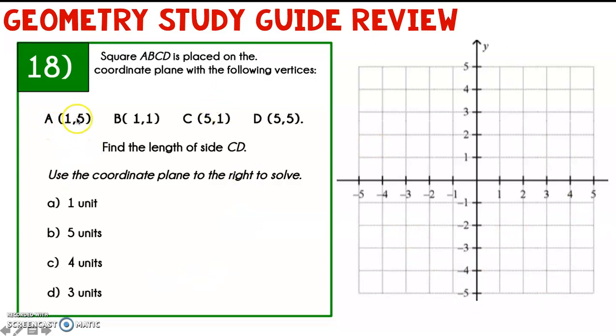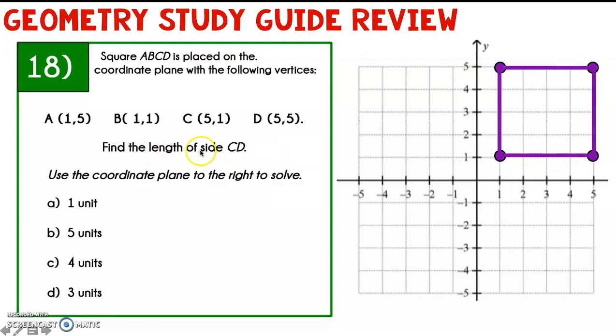If we graph A, (1, 5), we're going to start at the origin. We're going to go right 1 and up 5. B is (1, 1). So we're going to go right 1 and up 1. C is (5, 1). We're going to start at the origin, go right 5 and up 1. Then we have (5, 5). So we're going to start at the origin, go right 5 and up 5. After we have all of our dots plotted, we need to draw our lines to make our shape.